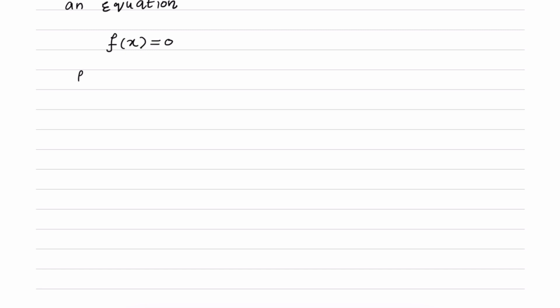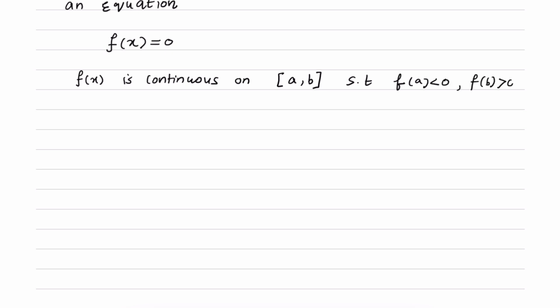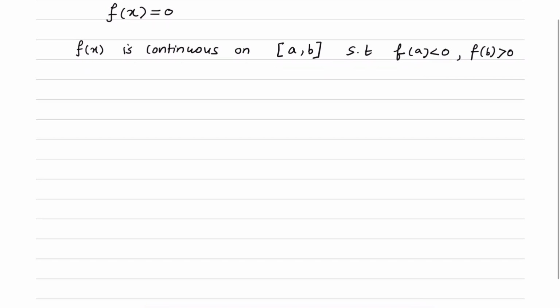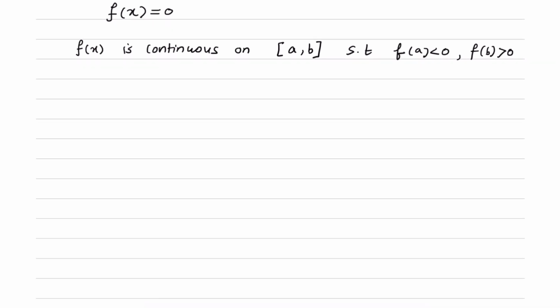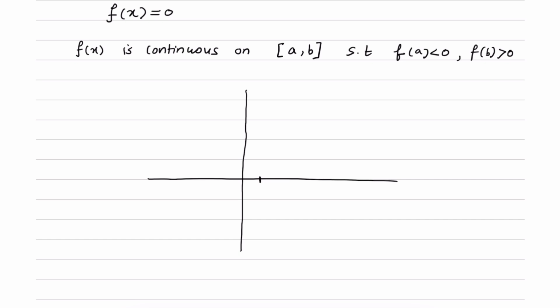All we know is that f of x is continuous on an interval AB such that f of a is negative and f of b is positive. Let's draw a graph based on this information. Let's roughly mark this point A and this point B.